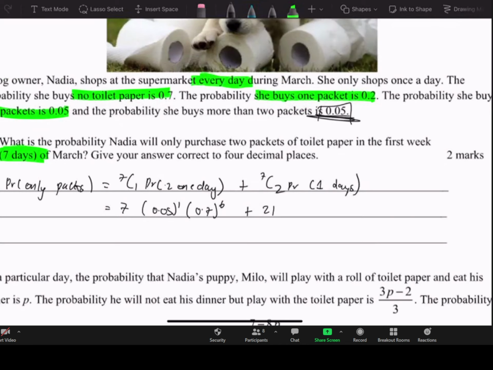And so for this one, it changes. The probability we need is that she buys 1, so that's 0.2 for 2 days. And the other option is that she also buys none, so that would be 0.7. So you can see the p-values have changed, but the other value hasn't changed. So the 1 minus p thing doesn't apply here. So always be wary of the question. But yep, you just simplify this, and you get 0.1824.